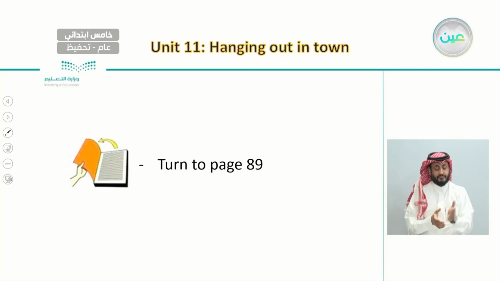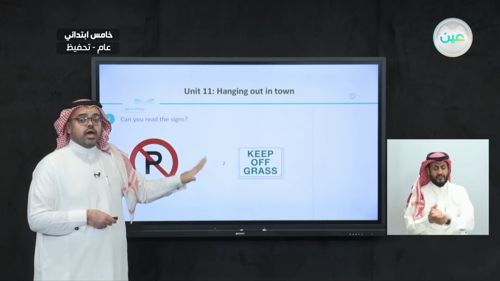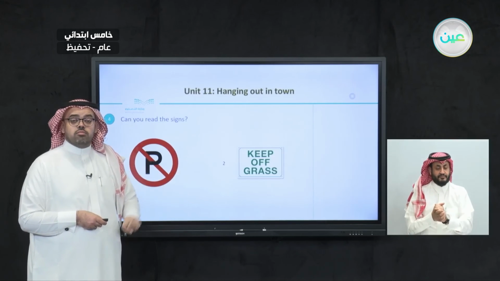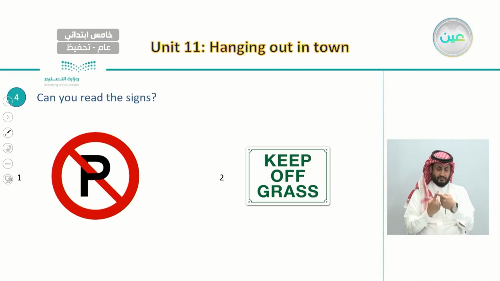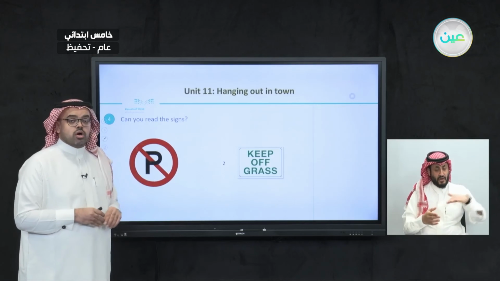Now let us move on to our last exercise in this lesson. Please turn to page 89. The last exercise we have is Read the signs. Here we're going to have a look at these signs and say what each of these signs means. Let's look at the first one. Can you tell what the first sign means? Of course, it means no parking. You should not park your car here.